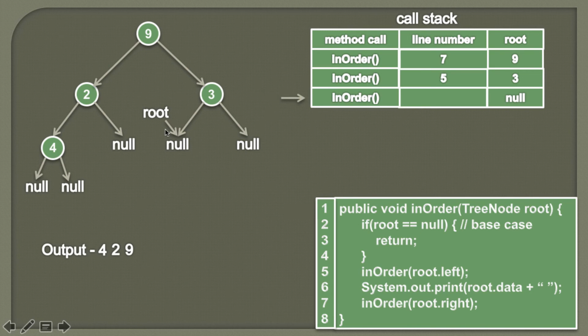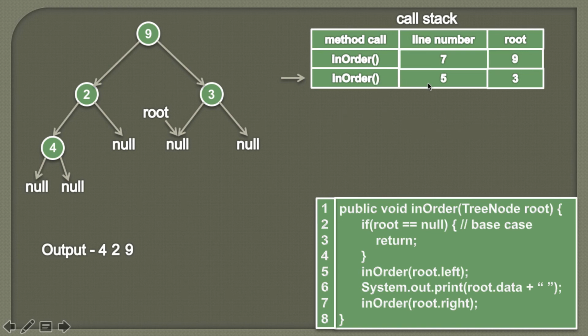Moving ahead, we check whether root is equal to null or not. So currently root is equal to null. Therefore we'll simply return from this method and this method will be completely removed from the call stack. And as this method is removed from the call stack, the execution point reaches this inOrder method, which actually called the inOrder method with a null value.